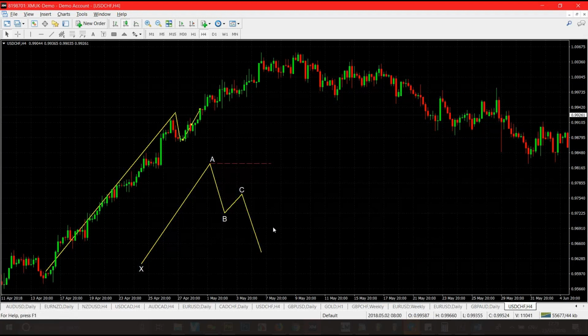So after you do that, we can just draw them now and fill it all up. Yep, so from here to here to here, that's your first triangle. Then from here to here to here, that's your second triangle. So that's what a bat pattern is supposed to look like, your bullish bat pattern.